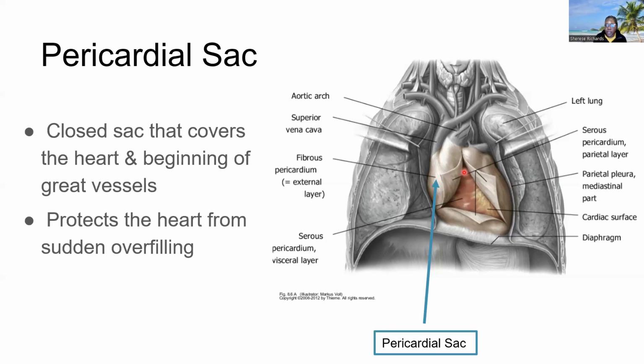So it's essentially having two layers where there's a small amount of fluid in between those layers, and that helps with lubricating the movements of the heart, right? The heart is continually moving, and so in order to lubricate that movement and prevent any friction, there's a small amount of fluid in between those layers.